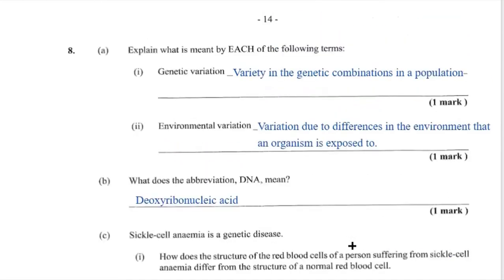Question 8 deals with one of my favorite topics, genetics. Yay! So let's take a look at genetic variation. It's a variety in genetic combinations. Some of us might even, if you're feeling extra spicy that day, say genotypes in a population, all of that works. Environmental variation is due to differences in the environment, whatever the organism is exposed to. Really straightforward.